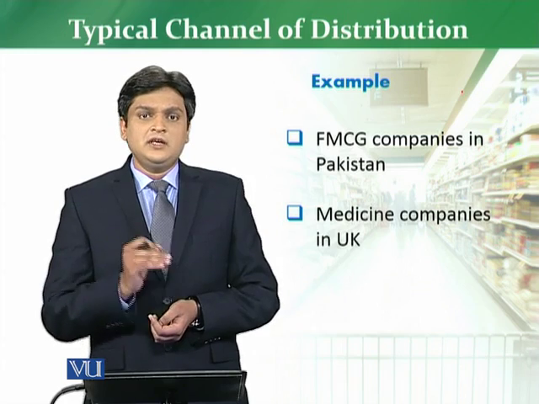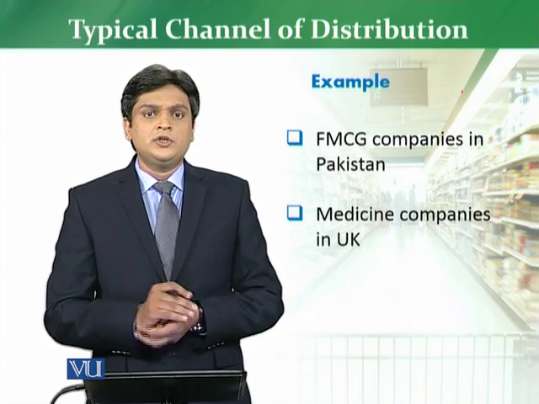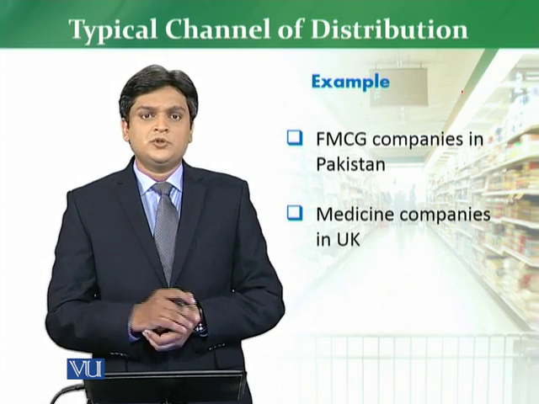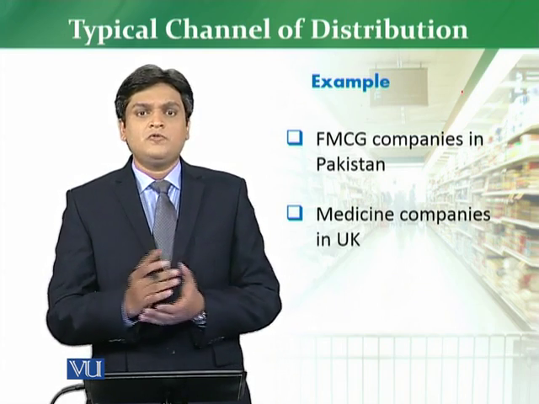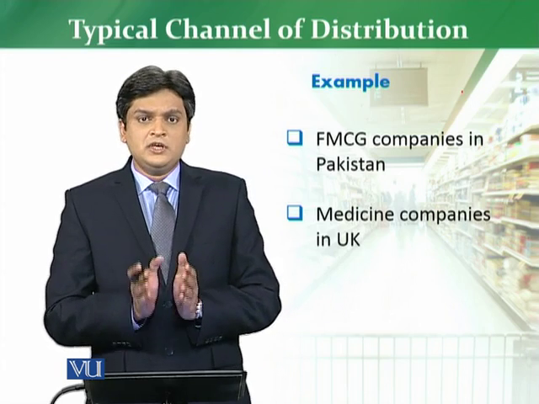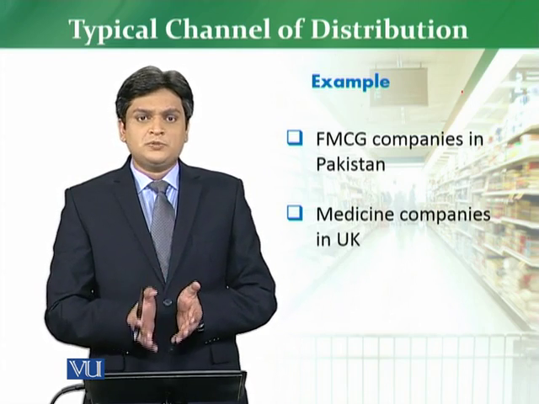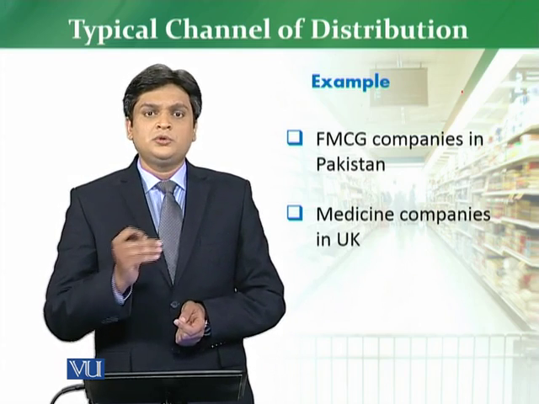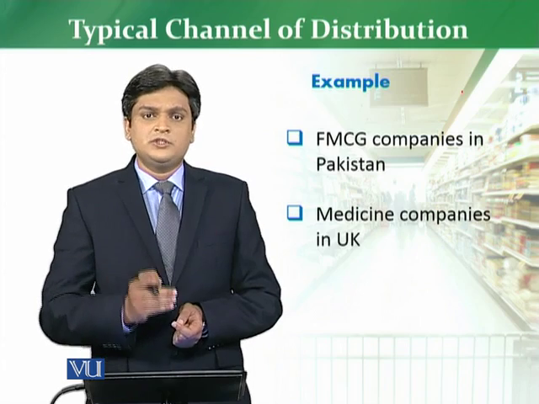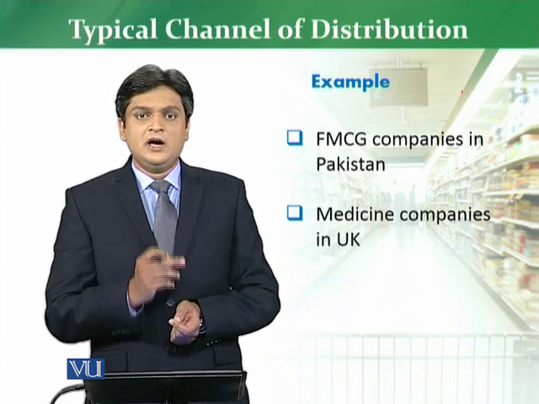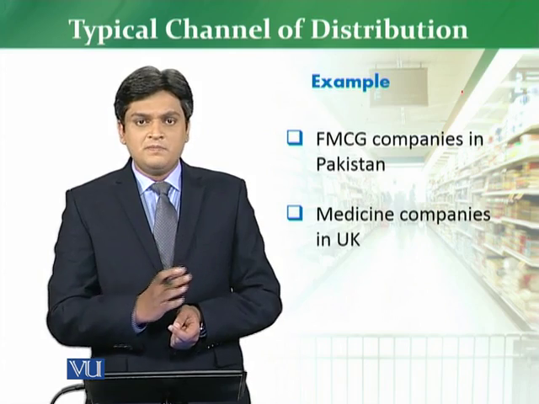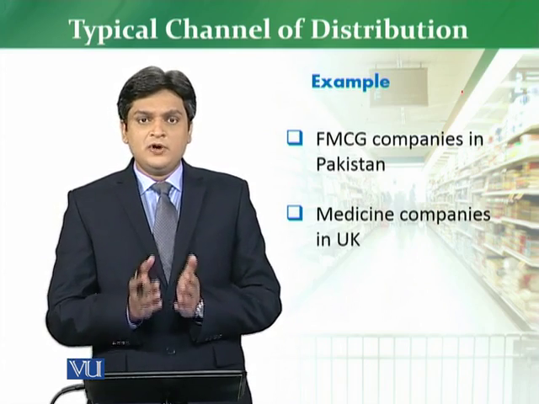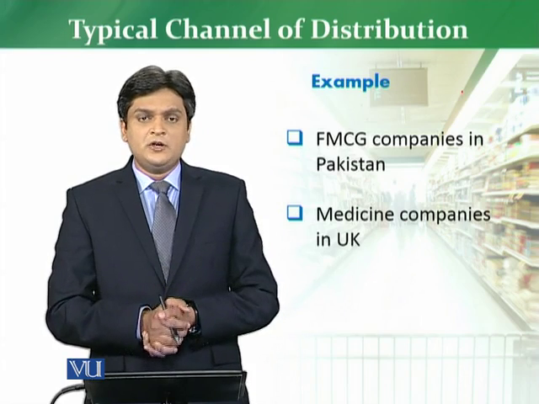In the same way, this same typical channel of distribution is followed in the UK normally by drug companies, the pharmaceutical companies, the medicine companies. In a very simple way, they sell these products through the retailers. The retailer buys this product from the wholesaler, and these pharmaceutical companies are the manufacturer. So if I study this complete role vice versa, the complete role will help you understand the typical channel of distribution.